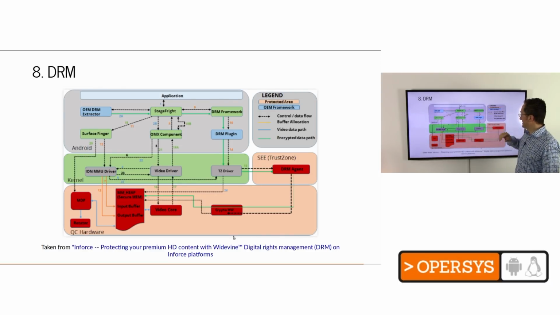All right. In this case, the DRM agent on the TrustZone side is going to allow or not the playback of the DRM content. So this is how, again, trusted execution allows us to do stuff that we wouldn't be able to do just with plain Linux.